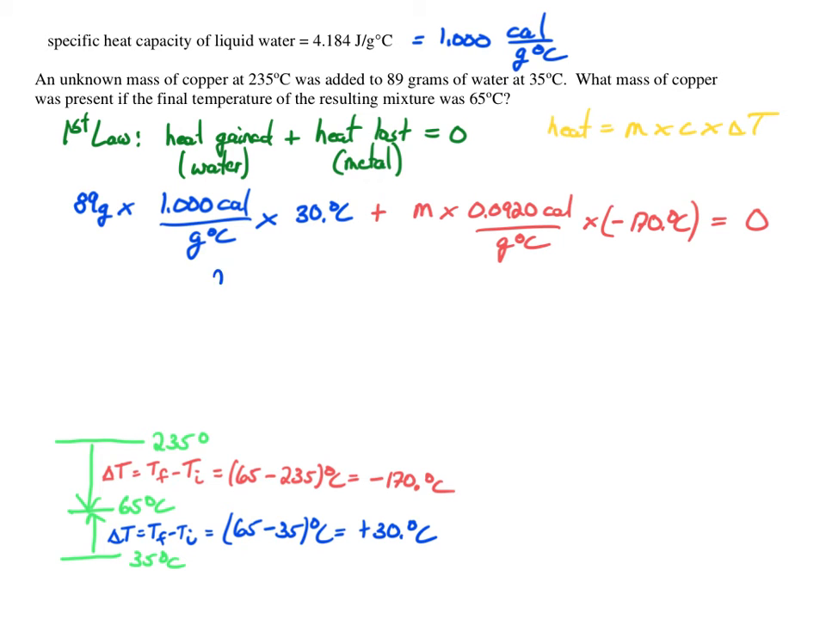Doing the math, this comes to be 2670, to which we add a value of the mass times a negative 15.64, because that's what we get when we multiply our heat capacity times our delta T. And again, this sums to zero. So we add 15.64 times m to each side. We have 15.64 times m is going to be equal to 260.70. We can solve for m.